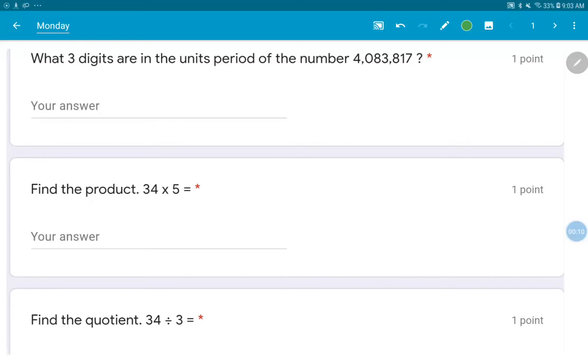I asked you what three digits are in the units period of the number 4,083,817. Now remember we talked the last couple weeks, a period is each group of hundreds, tens, and ones. So Harper, what is the units period?